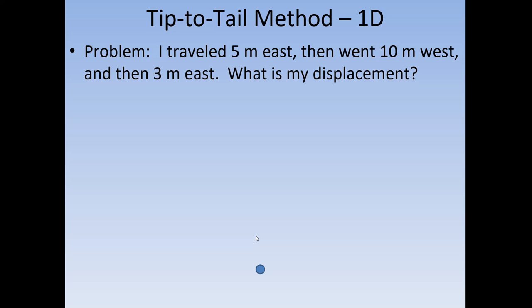But we're going to draw a 1D tip to tail method type question. So it's only going to be going in one dimension, either left and right or up and down. The problem that I have is I travel 5 meters east, 10 meters west, and then 3 meters east. And I want to know what is the final displacement.